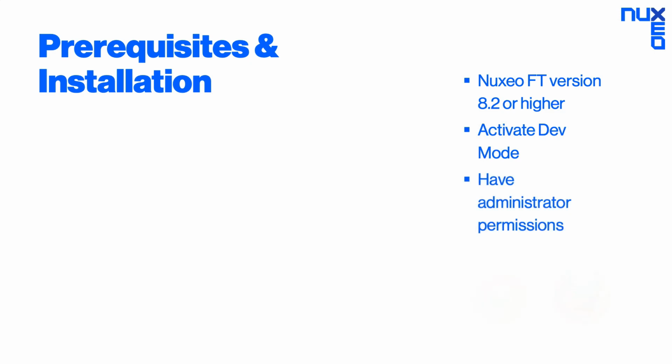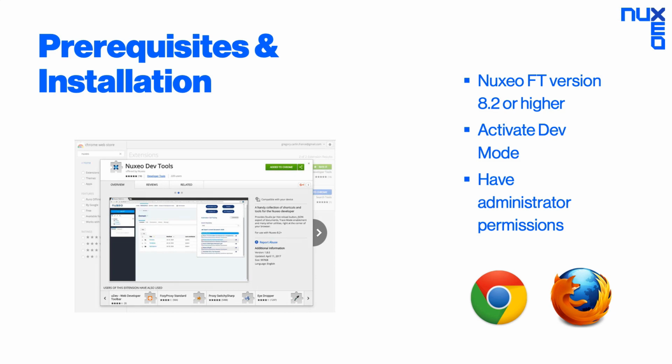The browser extension is available for both Chrome and Firefox and can be found in their respective marketplaces and is installed as per any standard add-on. Once you've properly configured and connected to your Nuxeo instance, the extension is enabled and ready to use.